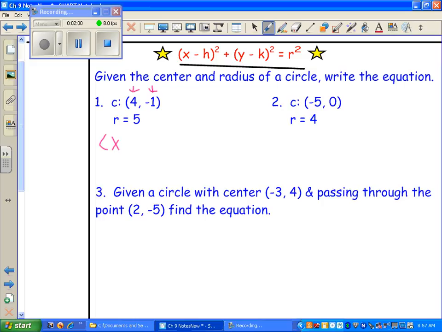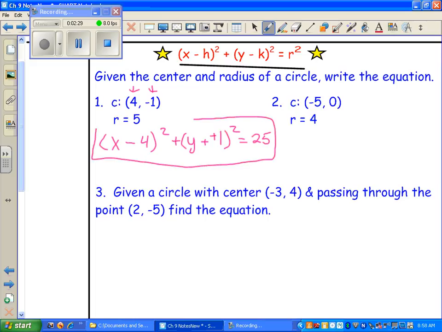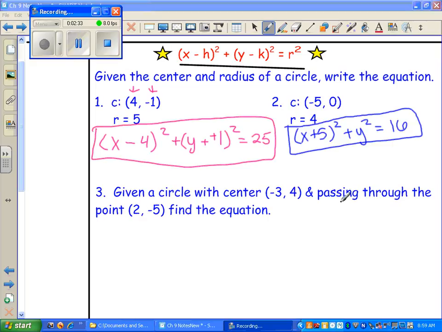So we're going to have x minus the x value, which is 4, parentheses squared, plus y minus the y value, which is negative, and this is why it changes sign, squared, equals the radius squared, so 5 squared is 25. And I mean, you could clean up that plus, or you could just box it, but don't leave minus a minus. Make sure that's going to be plus. And that's it.